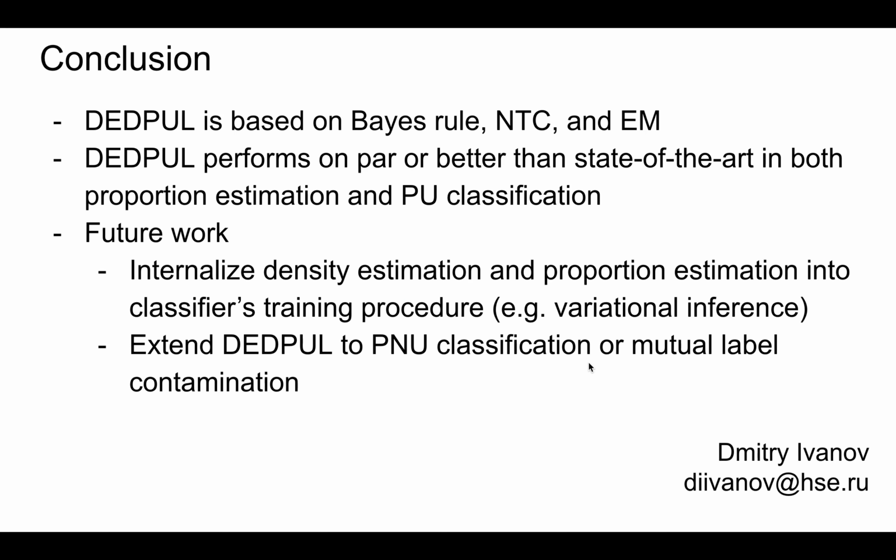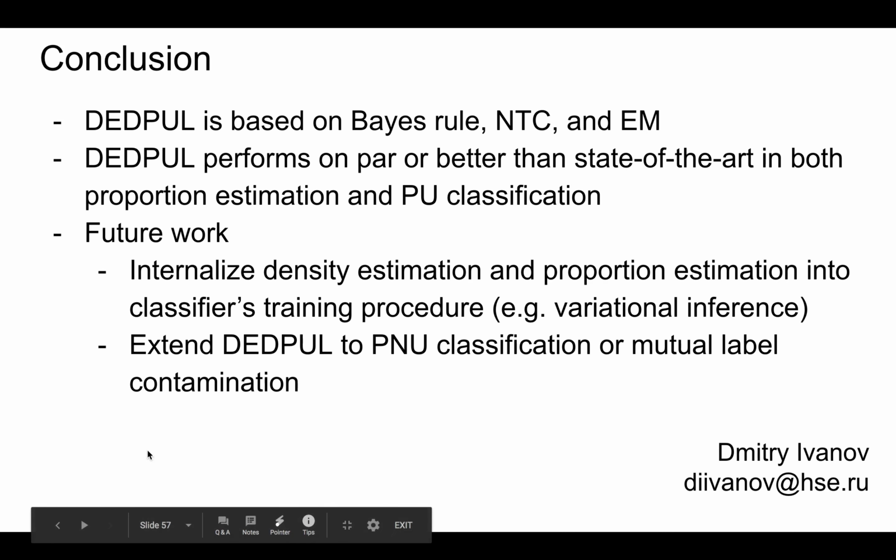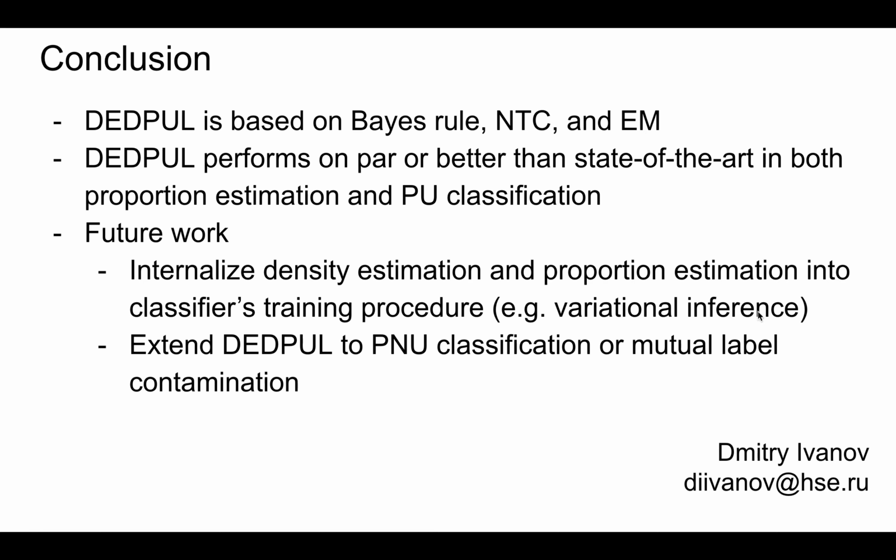In conclusion, DEDPUL is based on the Bayes rule, a non-traditional classifier, and expectation maximization. This proposed method performs on par or better than state-of-the-art in both proportion estimation and estimation of posteriors. And as for future work, we want to develop our method further to internalize all these density and proportion estimation procedures into the classifier's training procedure, and we could also extend DEDPUL to related problems.